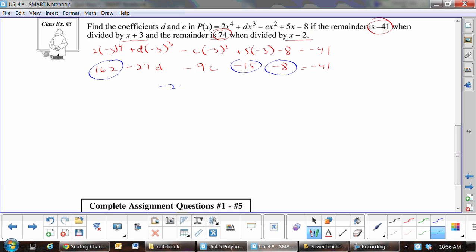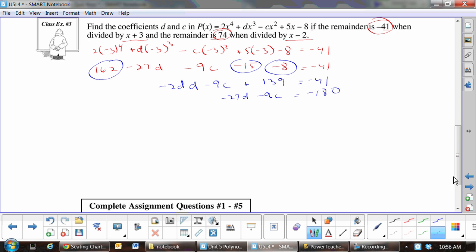So we get negative 27d minus 9c plus 139 equals negative 41, right? If you bring that to the other side, you're going to minus 139 from both sides. You will get negative 27d minus 9c equals negative 180. Now, this is a step that if you didn't do it, you would still get it right.